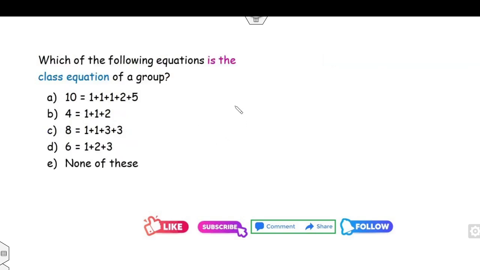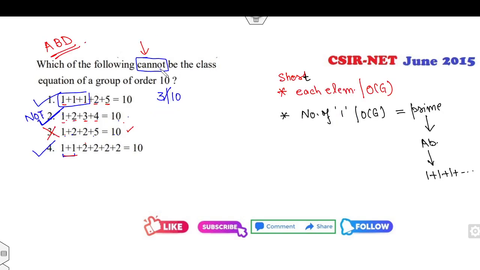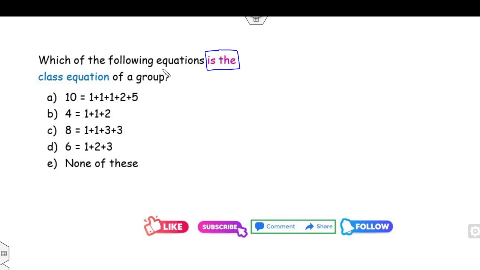Which of the following equations is the class equation? There is a difference between the questions. You can see in this question they are talking about "cannot". In the first question they are also talking about "cannot". Fine. Again, first of all, the fourth option, is it the class equation? No, because 3 doesn't divide 8. 4 I can write as a prime square. So that is not the class equation.